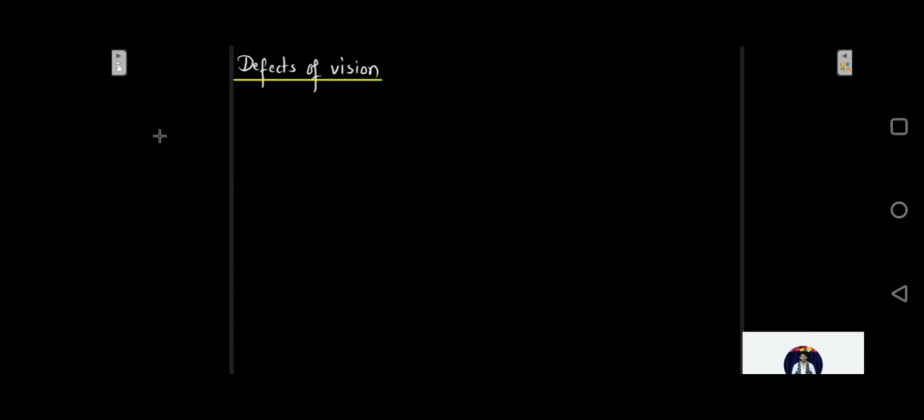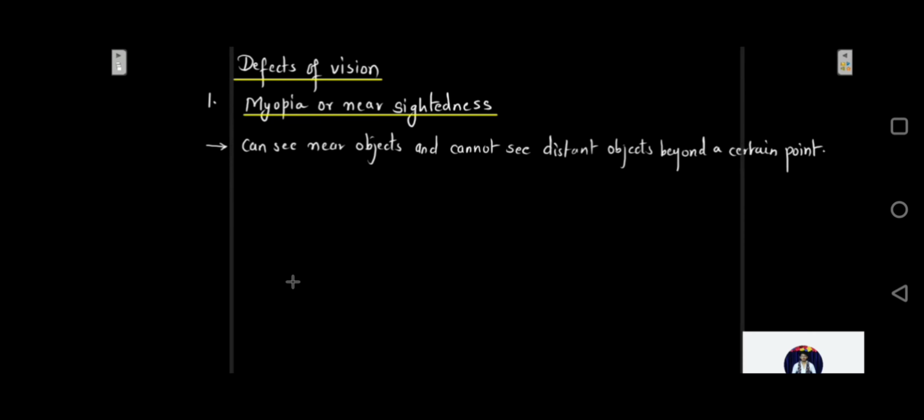There are mainly 4 common defects in vision which can be corrected by using suitable eyeglasses. The first one is myopia, or nearsightedness. Myopia is a defect in the eye wherein a person is able to see nearby objects very clearly, but will not be able to see distant objects clearly beyond a certain point. This is a common defect amongst children.